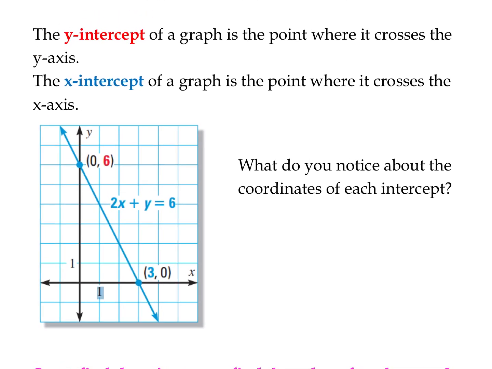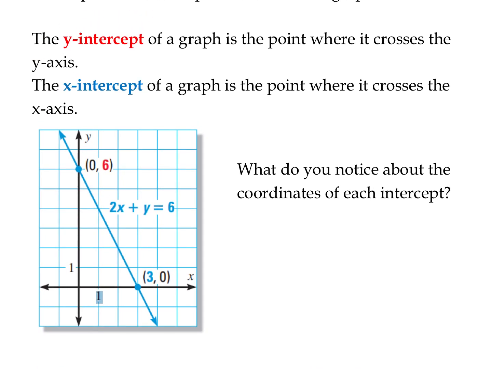The y-intercept is the point where the graph crosses the y-axis. That would be this point right here. This would be the y-intercept for this particular line. That's the point where we're crossing the y-axis. Then the line goes through and it hits the x-axis. This would be the point where the graph crosses the x-axis. This is known as the x-intercept. So y-intercept where it crosses the y-axis, x-intercept where it crosses the x-axis.